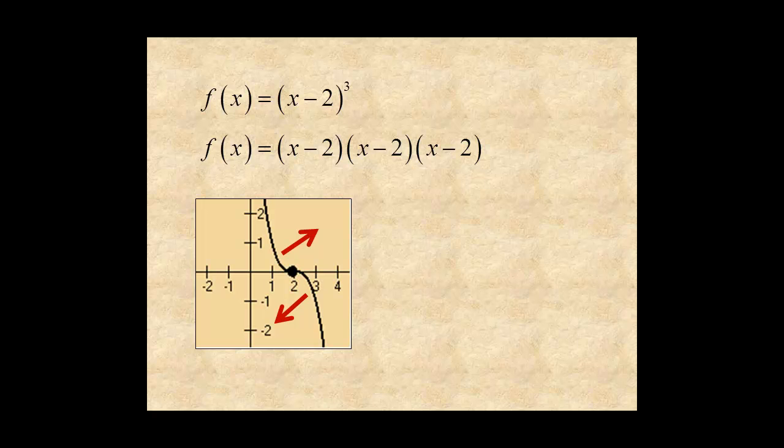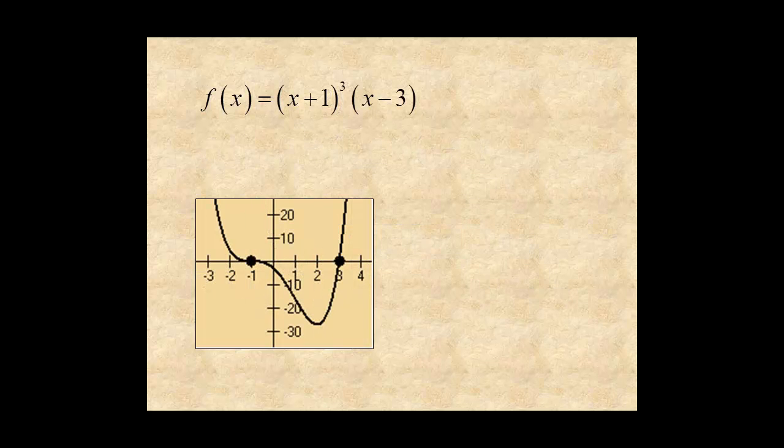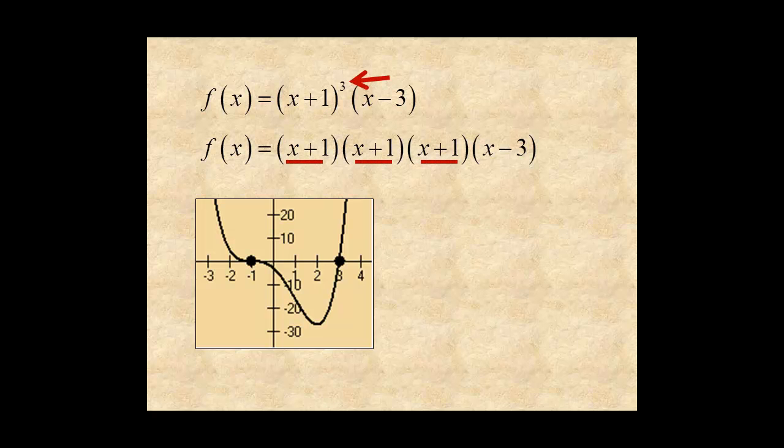Whenever a factor is repeated 3 times, or an odd number of times, the x-intercept is an inflection point on the graph of the polynomial. Here is an example of a fourth-degree polynomial where the factor x plus 1 has been repeated 3 times. So, there's an inflection point at x equal negative 1, and a single x-intercept at x equal 3.